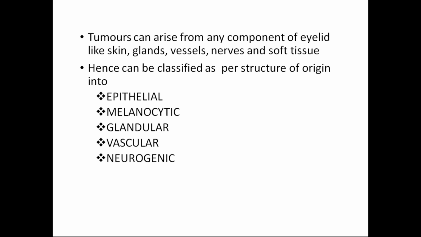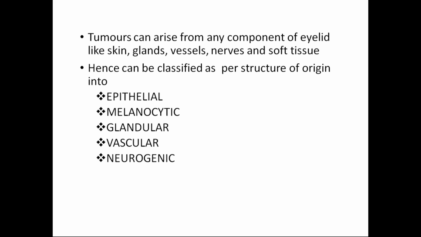So broadly they can be classified into epithelial, melanocytic, glandular, vascular, and neurogenic. It's again based on the origin. Vascular is from the vessels, nerves is neurogenic. From the glands we have glandular tumors, from the epithelial cells we have the epithelial tumors, and from the melanocytic cells, or the melanin containing cells, we have the melanocytic tumors.